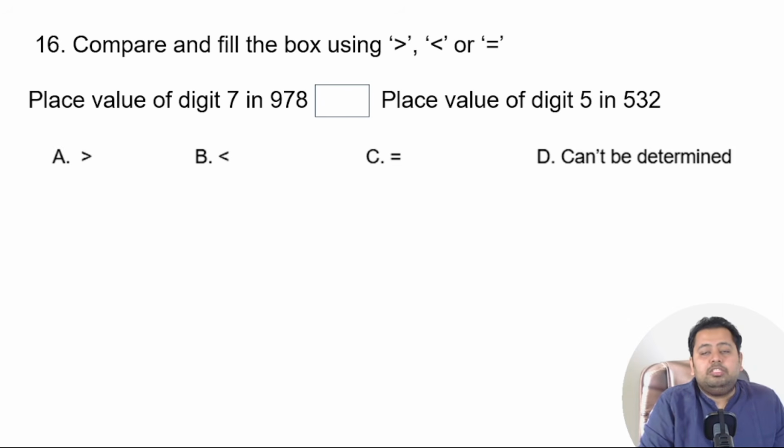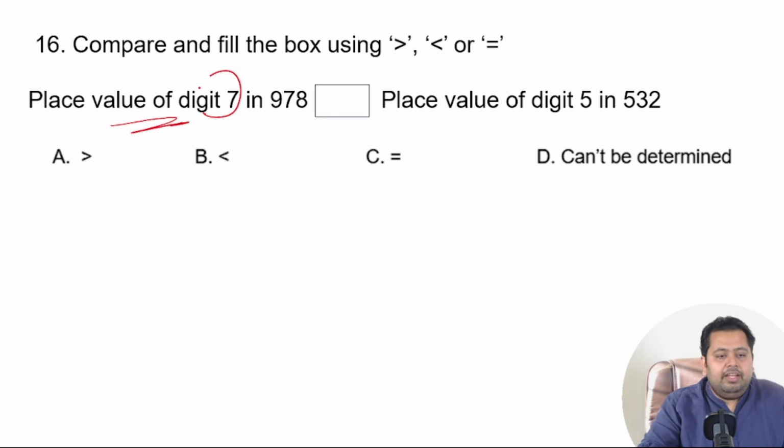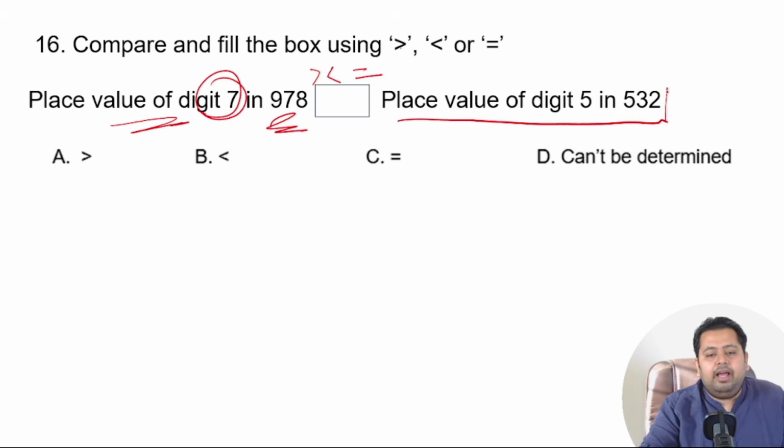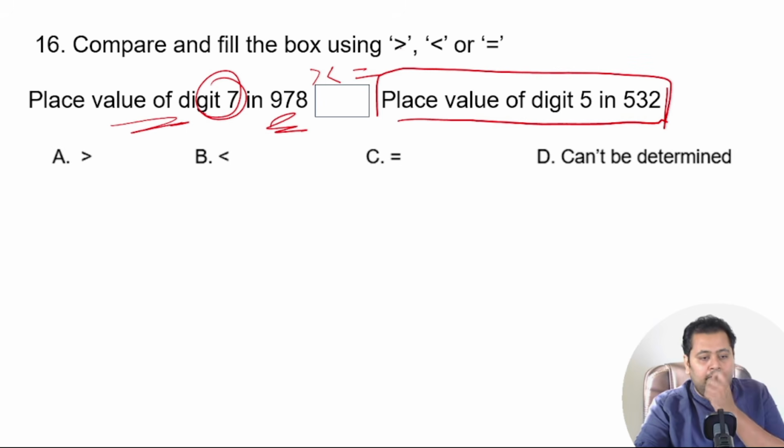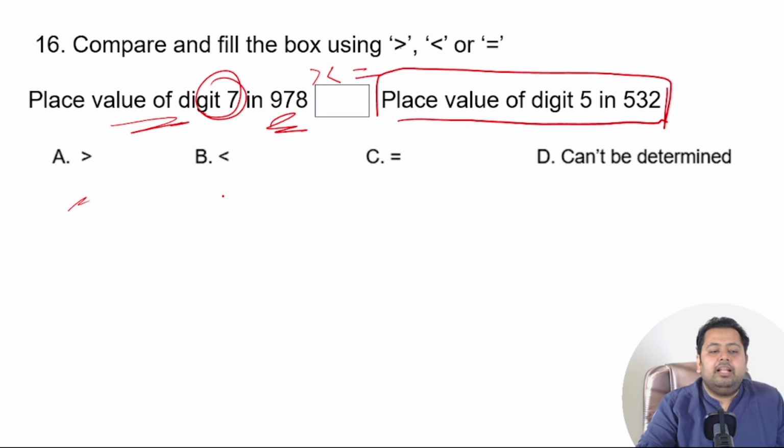Compare and fill the box using greater than, less than, or equal to sign. In one of the previous videos, I have explained how you read greater than, less than, or equal to sign. If you haven't seen it, you can check the I button. You will find the video over there. Now what you have to find over here is the place value of 7 in 978, and whether it is greater than, less than, or equal to the place value of digit 5 in 532. Your options are greater than, less than, equal to, or can't be determined. So again, pause the video, solve it, and we meet the other side.